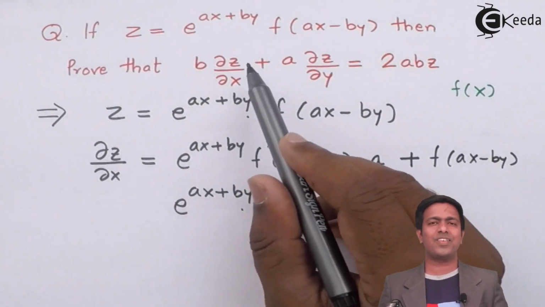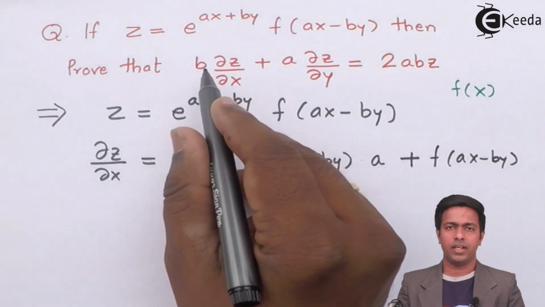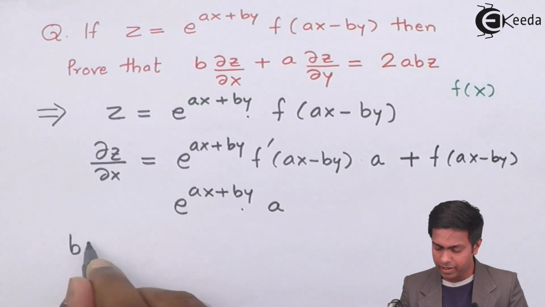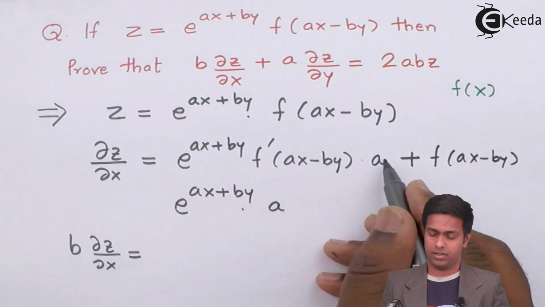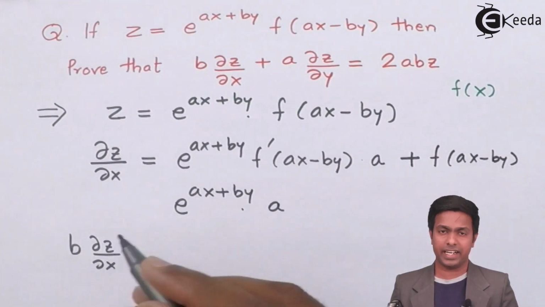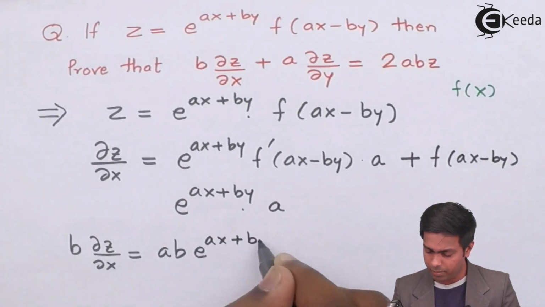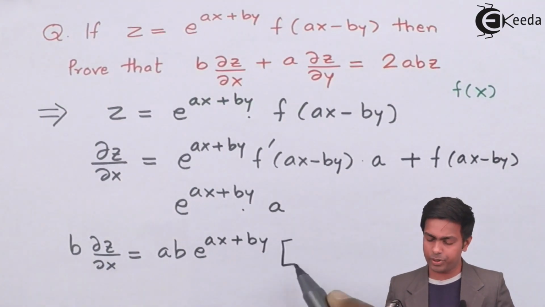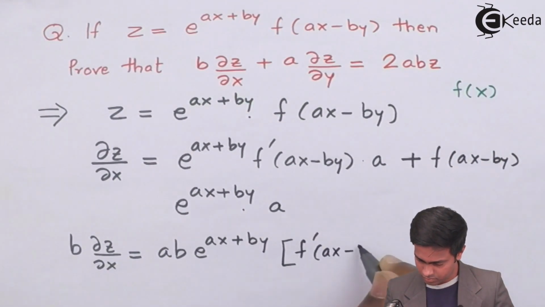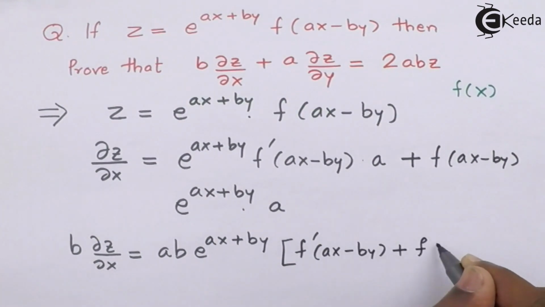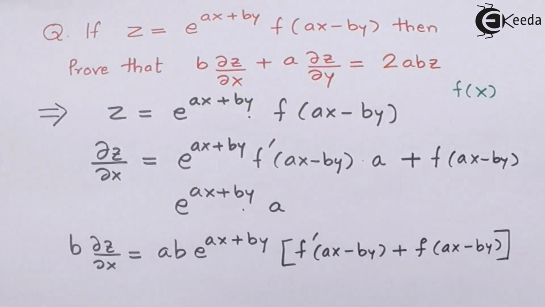Now as we got the value of del z by del x, now I'll multiply it with b because it is required in the question. So if I multiply it with b, here I'll get b del z by del x, which is ab here, again here ab. So now I can take it common, so ab common, and e to the power ax plus by common, and in the bracket there will be two terms, that is this and this. So guys, here I got the value of first function.